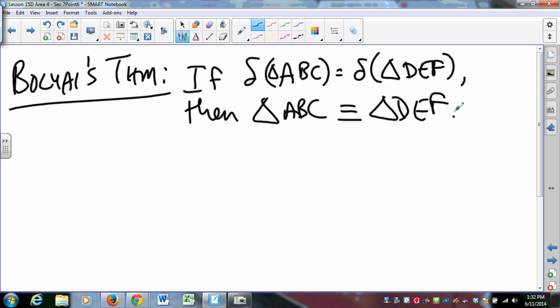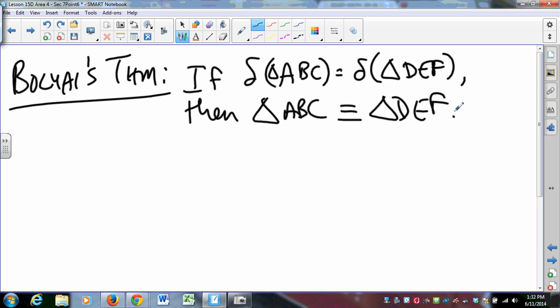Bolyai's Theorem is crazy, because this is a result that does not hold in the Euclidean world. In the Euclidean world, the defect of every triangle is 0, and we know that you cannot cut up every triangle and make it into every other triangle. But in the hyperbolic world, because the defects vary, it is possible to say that if the defects are equal, then the triangles are scissors congruent.